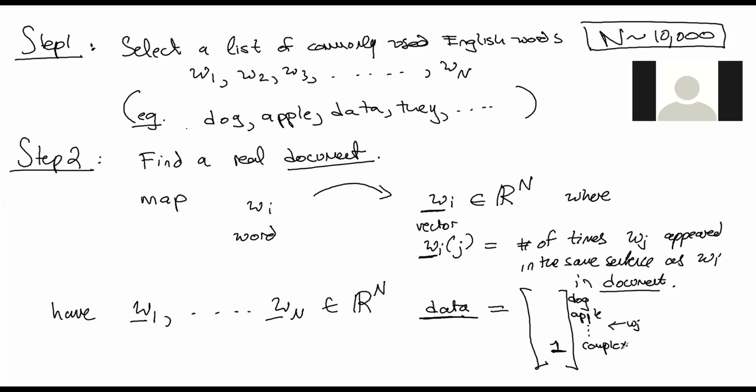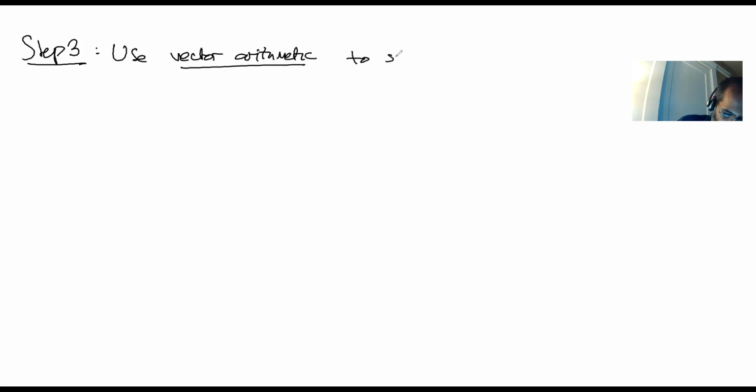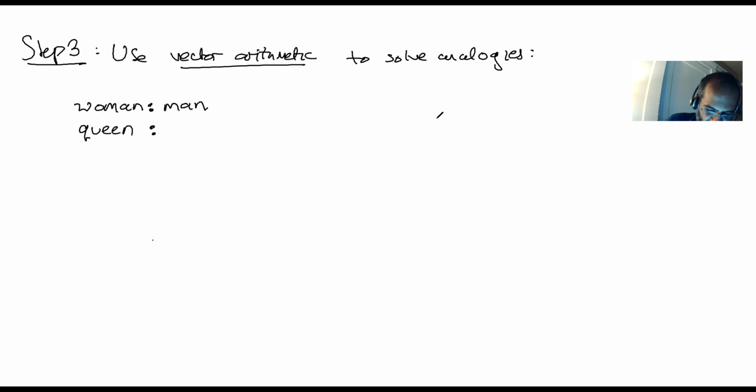Okay. So now I'm going to use this to solve analogies. So step 3 is to use vector arithmetic to solve analogies. So what do I mean by that? So this was my original analogy, right? Queen is to something. Okay, so what is that something going to be?